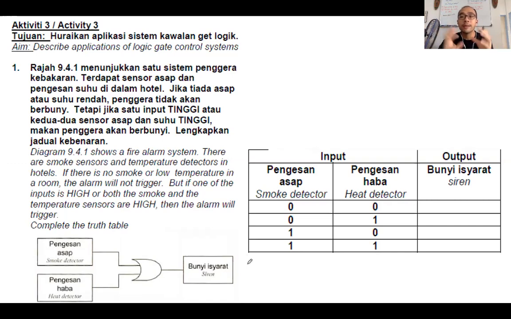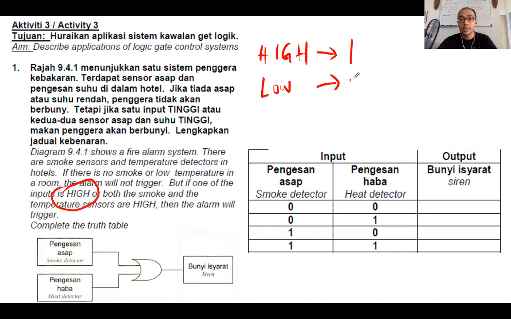So we need a system whereby dia akan tahu when it is hot dan dia berasap, most likely your house is on fire. So that's why you need to turn on the alarm. If one of the inputs is high, or both the smoke and temperature sensors are high, then the alarm will trigger. Salah satu tinggi terus. So we assume that high means the input is on. Low temperature or no smoke, the input is 0.